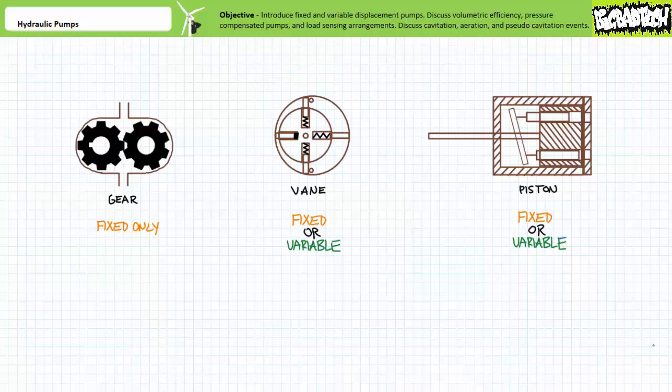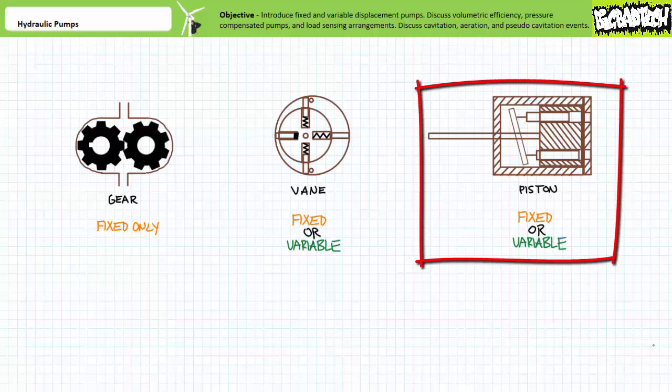A vane pump uses a rotor and extendable vanes that scrape the inside of a cam ring. A fixed displacement vane pump keeps the relationship between the rotor and cam ring constant, whereas a variable displacement vane pump varies the position of the cam ring or rotor to vary displacement per revolution.